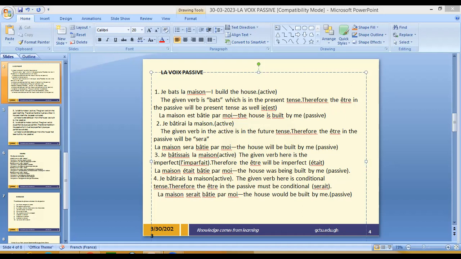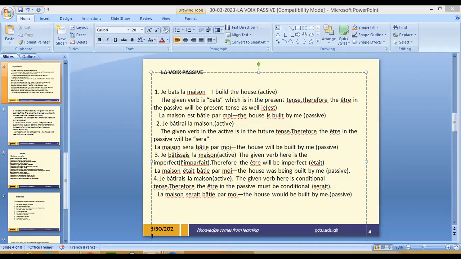Donc, c'est ça. Il avait bâti la maison ou bien il avait construit la maison. I had built the house. Then you continue. La maison avait été bâtie par moi. If you can know up to this structure, I won't continue to passé simple and the rest.